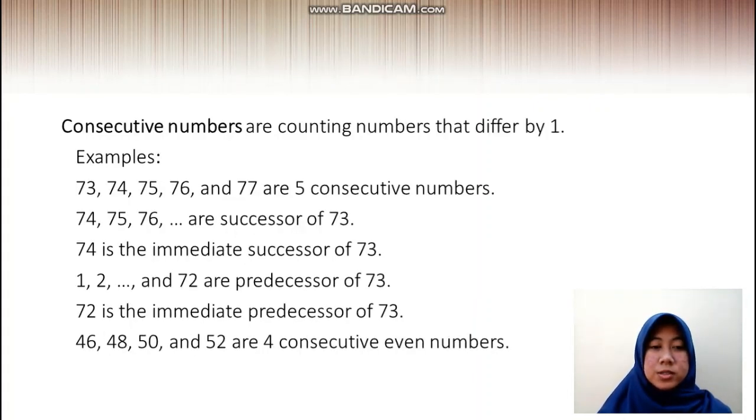And then consecutive numbers are counting numbers that differ by 1. For example, 73, 74, 75, 76, and 77 are 5 consecutive numbers. And then 74, 75, 76, and so on are successors of 73. And 74 is the immediate successor of 73. And then 1, 2, and so on up to 72 are predecessors of 73. And 72 is the immediate predecessor of 73. And the last, 46, 48, 50, and 52 are 4 consecutive even numbers.